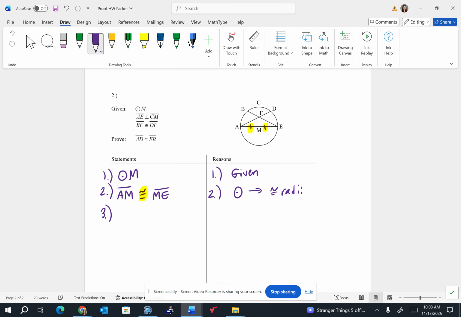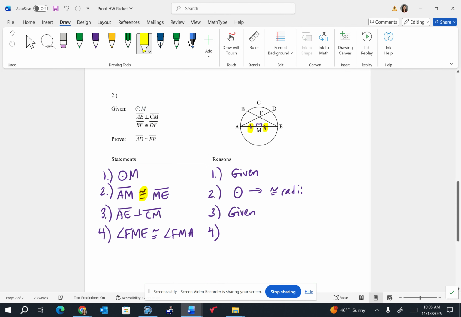Now I can move on to the next given. AE is perpendicular to CM. Once again, I need a follow-up step because that doesn't actually give me that anything's congruent. But when I mark the right angles, because that's what I do with perpendicular lines, now I have some congruent right angles. So M has to be the middle letter. I'm going to call them angle FME and angle FMA. And my reason, if I use my vocab, has to have something to do with perpendicular lines. So I'm going to say perpendicular lines give us congruent right angles.